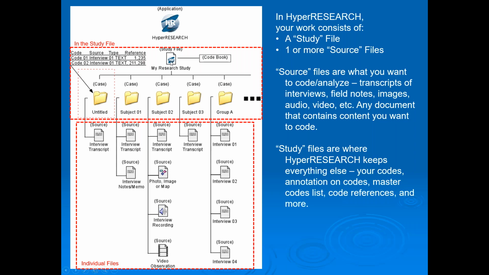In HyperRESEARCH, you create study files. A study file is a document. You can create multiple study files like Word documents. You can take your study file that contains your qualitative research work, and you can do save as from the file menu and save a copy of it. And you can, if you want to do an iteration and have backups or whatever, you can make as many copies of the file as you want.